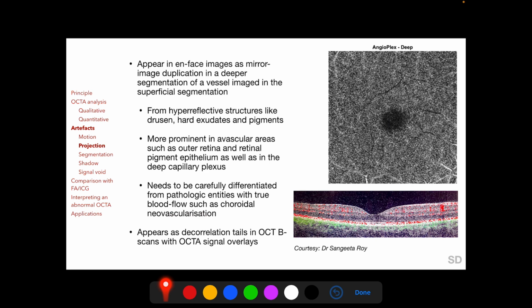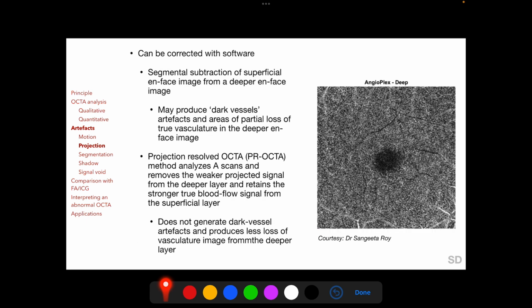And projection artifacts appear as decorrelation tails in OCTA signal overlays on B-scan OCT, which appear as red vertical lines as seen here in this photograph. Projection artifacts can also be corrected with software, and in one method superficial en-face image is segmentally subtracted from deeper en-face images, but this may produce dark vessel artifacts as seen here in this photograph and areas of partial loss of true vasculature in the deeper en-face image.